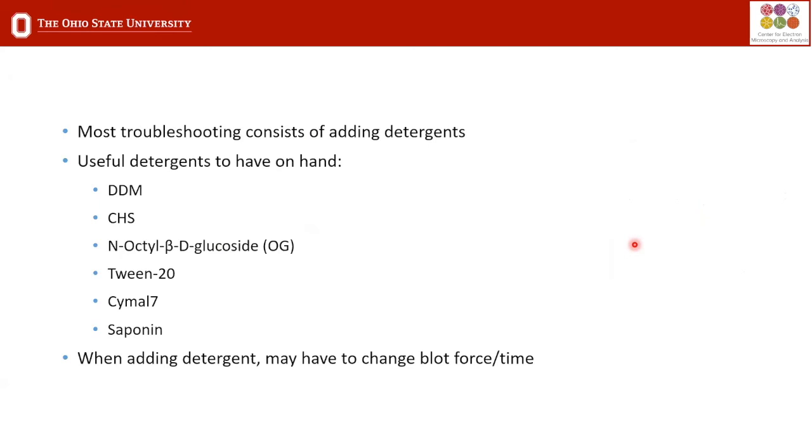So as you can see, most of my troubleshooting consists of adding detergents. So some useful detergents to have on hand are listed here. My usual go-tos are OG and DDM. So these are the two I would try first. If nothing else works, then I would break into the Tween 20 and the Cymol 7. When you're adding detergent, you do change the liquid behaviors of your buffer. So you may also have to play around with the blot force and blot time. So there's some optimization for that.